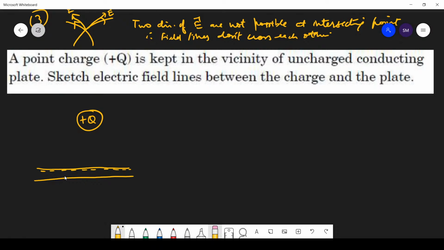Field lines will start from positive and end at a negative charge. So these will be the field lines that we get.